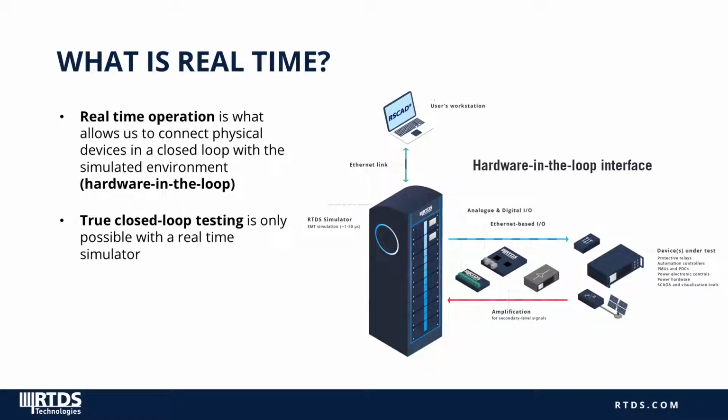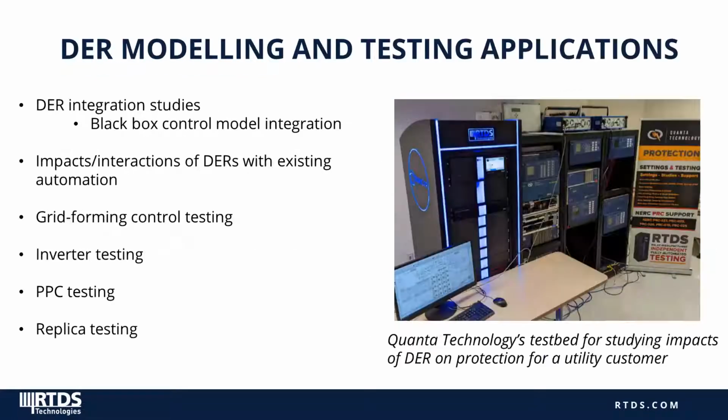Hardware in the loop testing is only possible if we're updating the inputs and outputs of our simulation continuously in real time. And with hardware in the loop testing, we can test multiple devices at once. Entire coordinated schemes can be tested simultaneously. We can represent nearby resources like power electronics in great detail. So there's a lot of flexibility and detail provided.